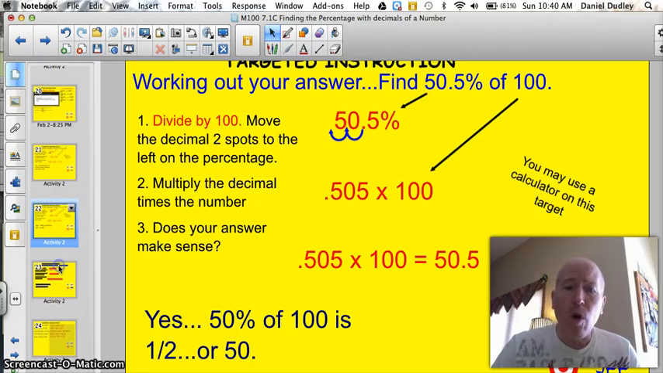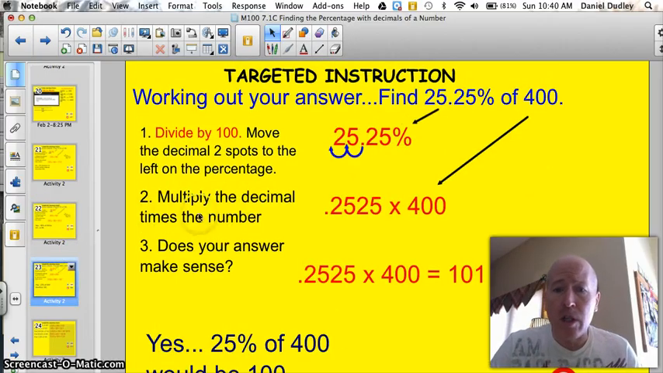Okay, let's try working one more problem together before I have you work some on your own. We need to find 25.25% of 400. All right, step one, write down that number, 25.25%. Divide by 100, same thing. Move the decimal 2 spots to the left so you get 0.2525 and multiply that by 400.